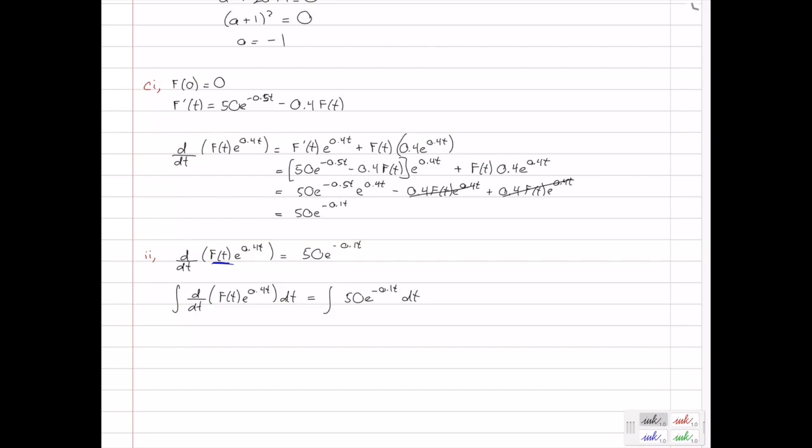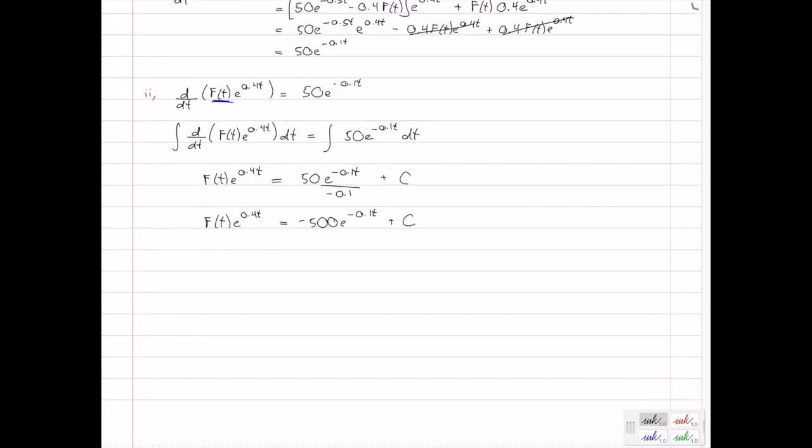Awesome. Now let's integrate that. Integral and derivative cancel, so I'm just left with f of t e to the 0.4t. And on the right hand side, it's going to be 50 e to the negative 0.1t, and we divide by the coefficient of t in the power, which is negative 0.1. And of course, we can't forget our plus c. Let's just simplify that a little bit. That'll actually become minus 500 e to the negative 0.1t plus c. So that's f of t e to the positive 0.4t.